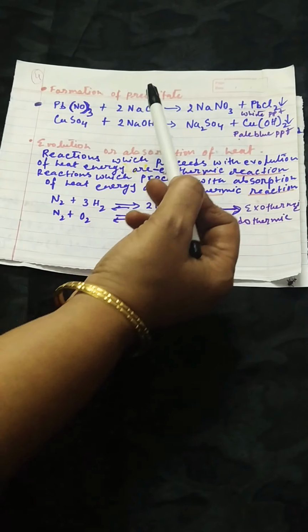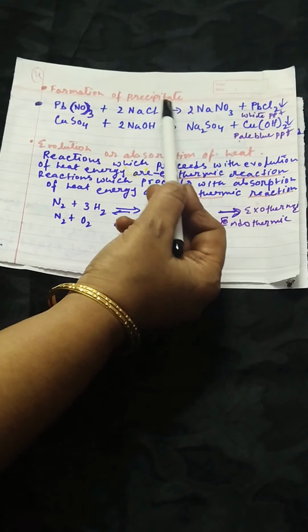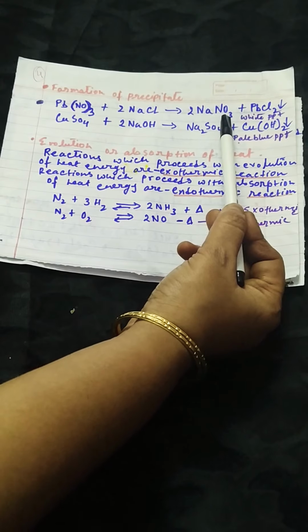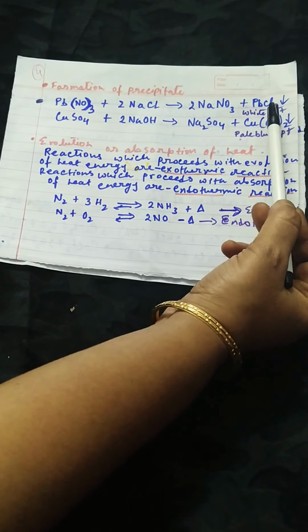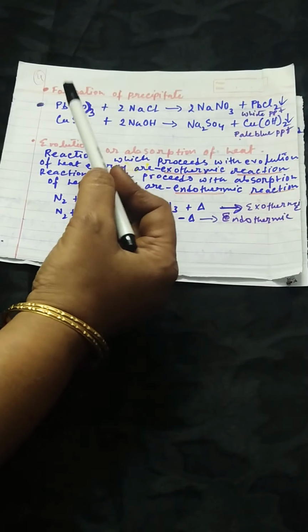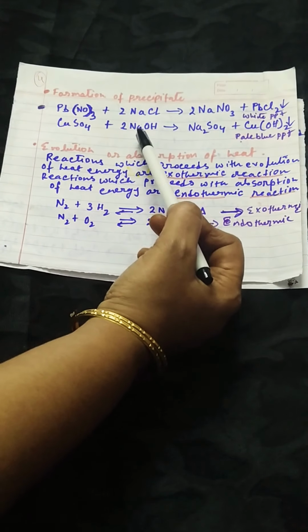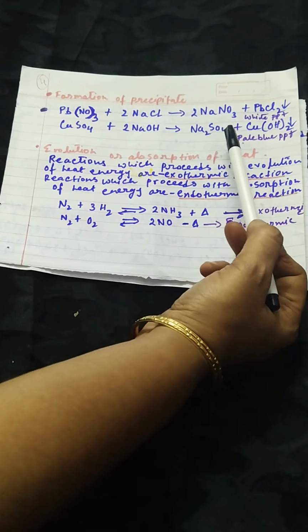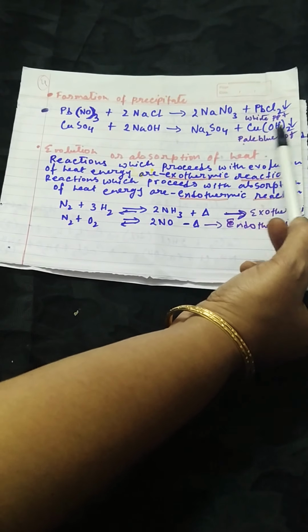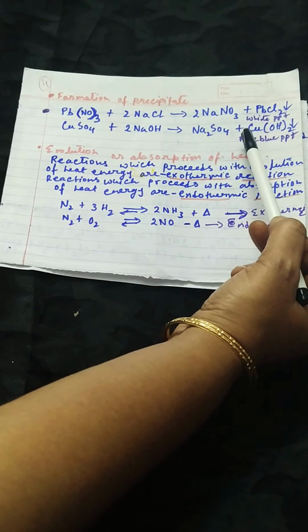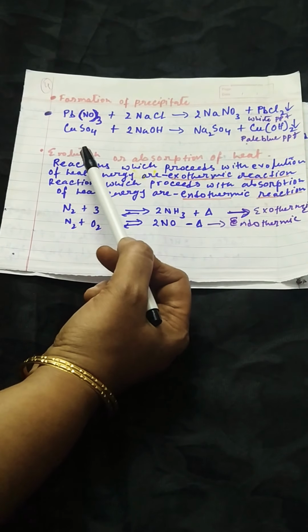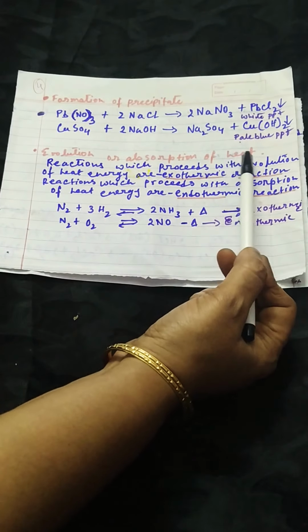Lead nitrate and sodium chloride solution react together, giving us sodium nitrate and lead chloride, a white precipitate. Then copper sulfate reacts with sodium hydroxide to give us sodium sulfate and a pale blue precipitate of copper hydroxide. Next indication is evolution or absorption of heat.